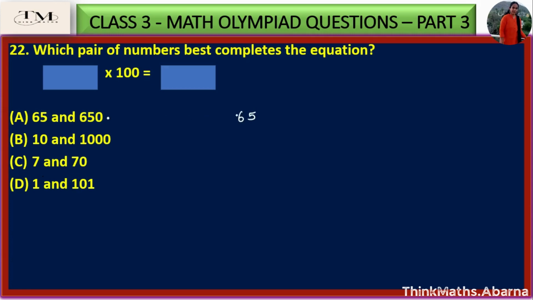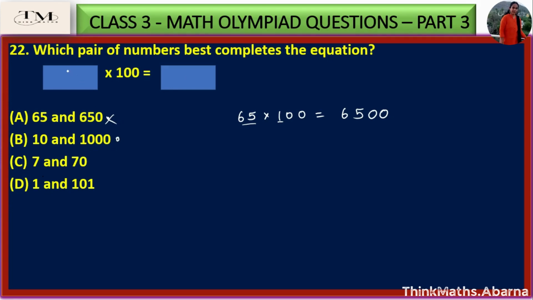It is 65. If I put 65 into 100, what is 65 into 100? If you multiply by 100, put the zeros, the number of zeros. How many zeros are there? 2 zeros. Put 2 zeros, and the remaining we have to multiply. So 65 into 1 is 65. So this is wrong. It is 65 and 650, but here it should come 6500. So this is wrong.